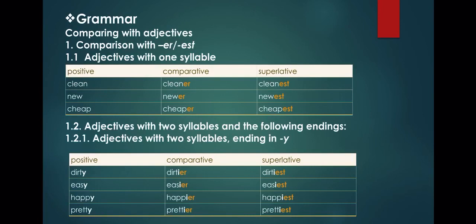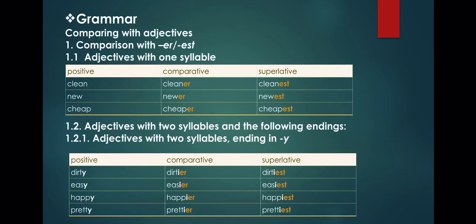Now you have examples. I would add er if I have a comparative, when I'm comparing between two. And I would add est if I have an adjective with one syllable and I'm comparing between more than two people.